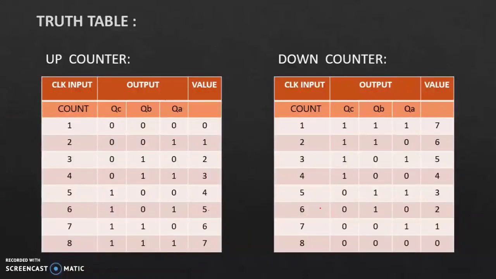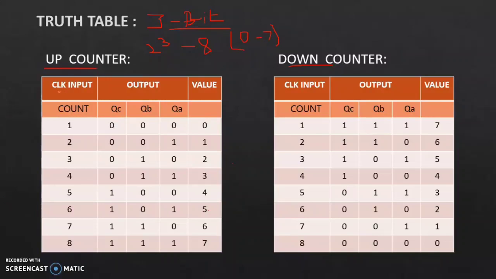Let's see what a counter is. Counters are divided into two types: one is the up counter and the other is the down counter. Here we use 3 bits. 3 bits means 2 power 3, which is 8, so the range is from 0 to 7.